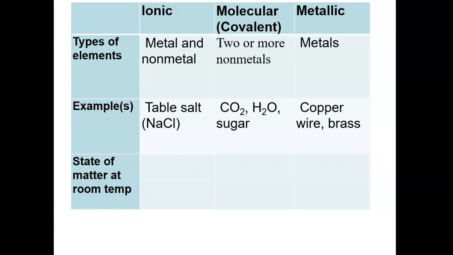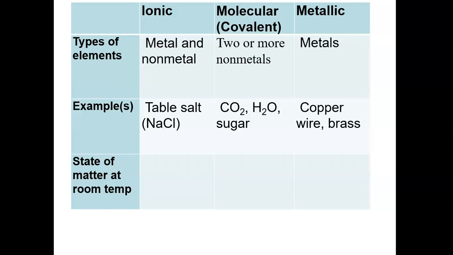For molecular compounds, I think it's helpful to have a few examples because their properties can vary a lot. So I suggest carbon dioxide, water, and sugar would be good examples. And when you think about metallic substances, you could think about anything made of metal, so copper wire, brass, etc.